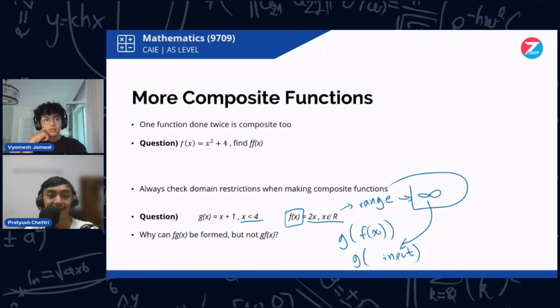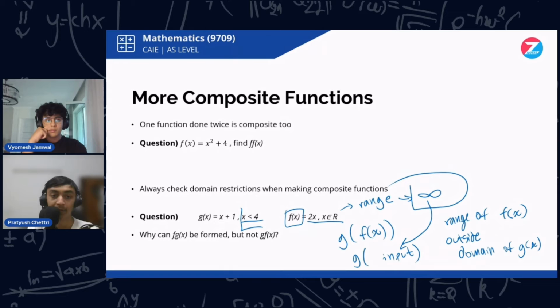And what that means is f of x's output, the range of f of x, is outside the domain of g of x. And that's why it can't be formed. It doesn't meet the requirements of this domain restriction because of the range you've put in. Savvy? Let's go.